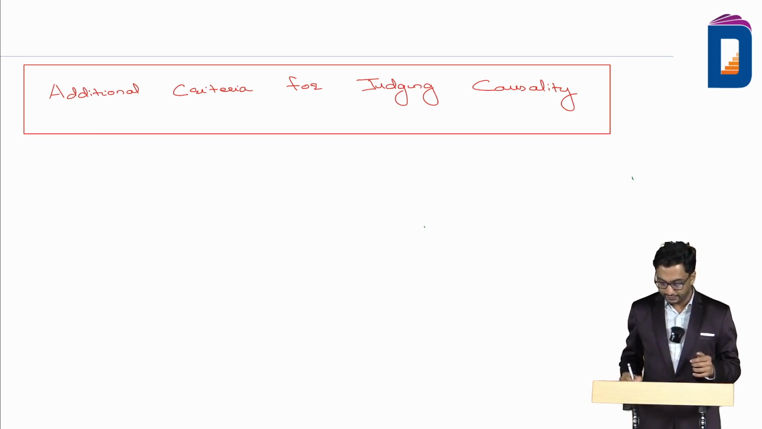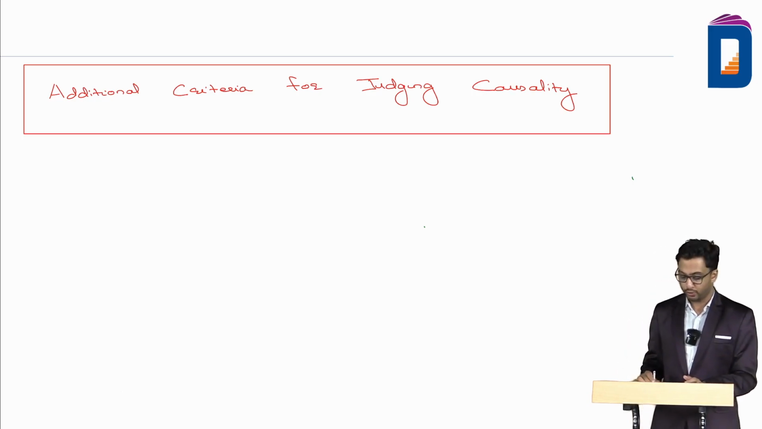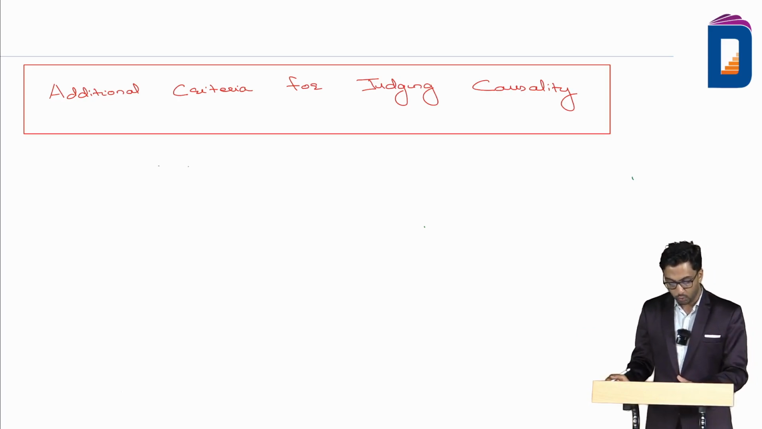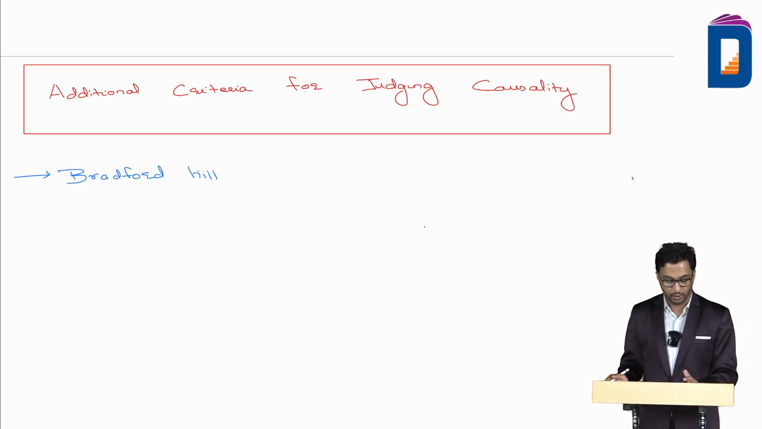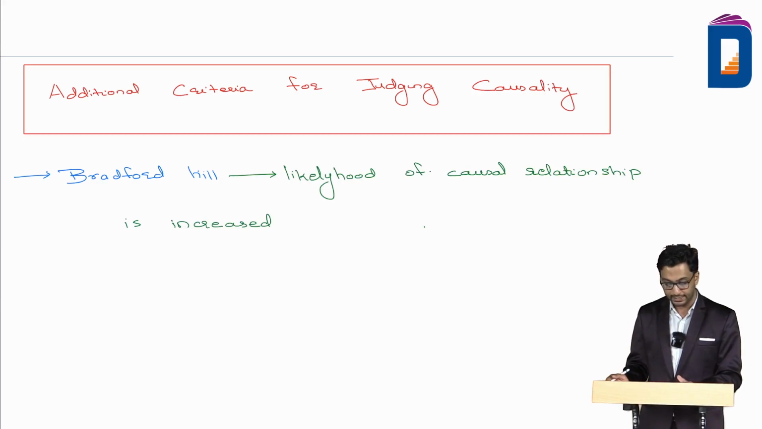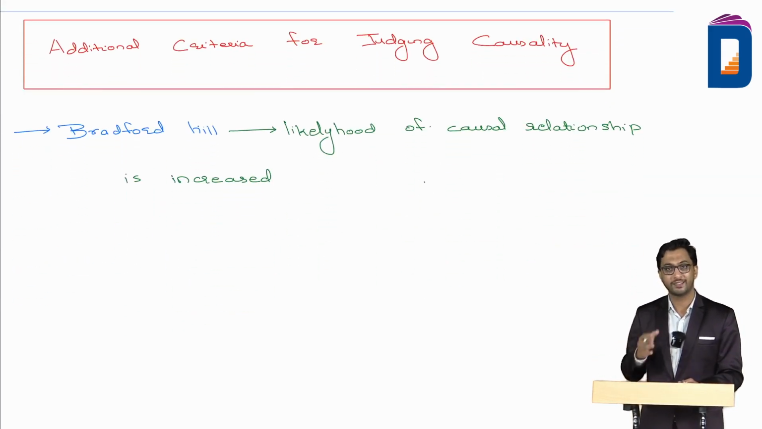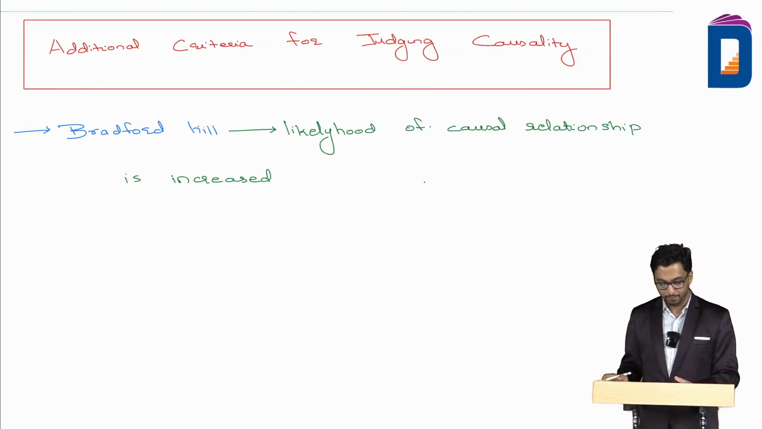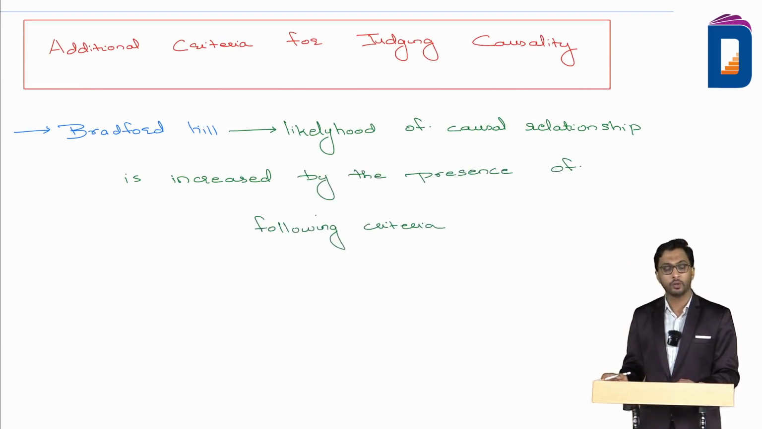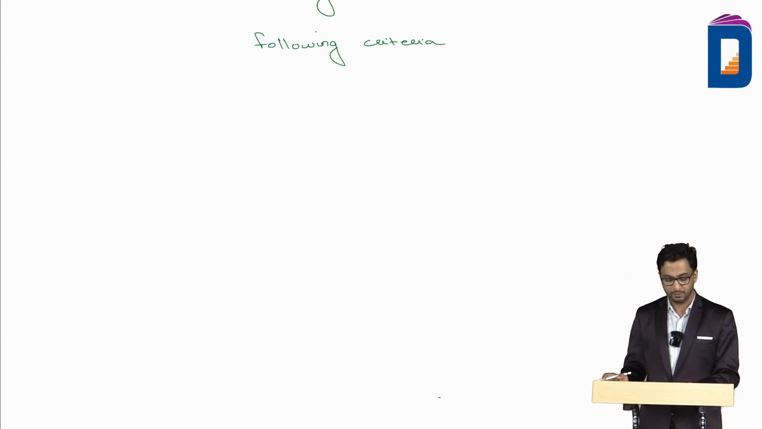Now, there are certain additional criteria for judging causality, that is, whether the cause is related to the disease or not. One is association. Okay, you can connect an association. Now, here additional criteria are there. Who brought this? There's a person called Bradford Hill. He said that the likelihood of a causal relationship, the likelihood that the cause is related to the disease, is increased by the presence of the following criteria. What are they? Just know the names.